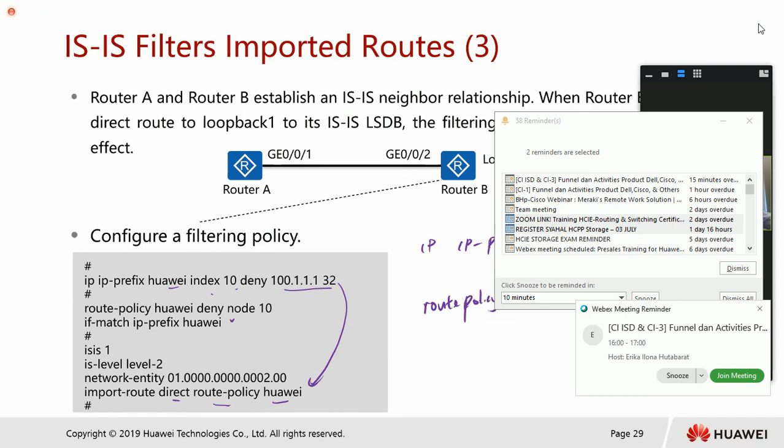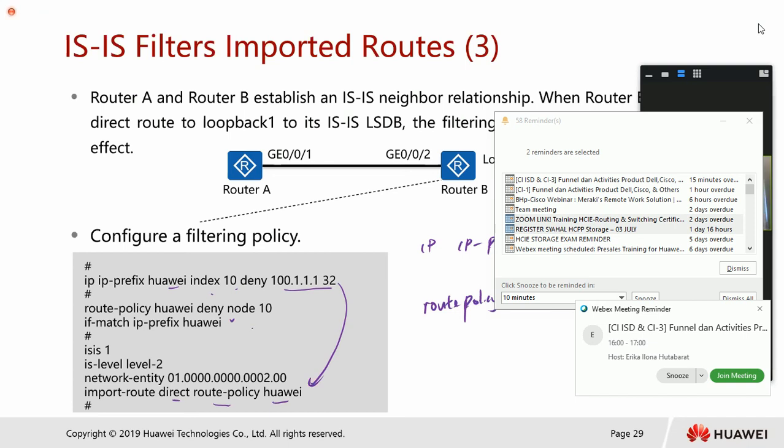Huawei, permit node 20. Leave it blank. At least you allow the rest. You only deny one of the addresses, the rest you are permitting. So you have two options from here. Better you use this method.